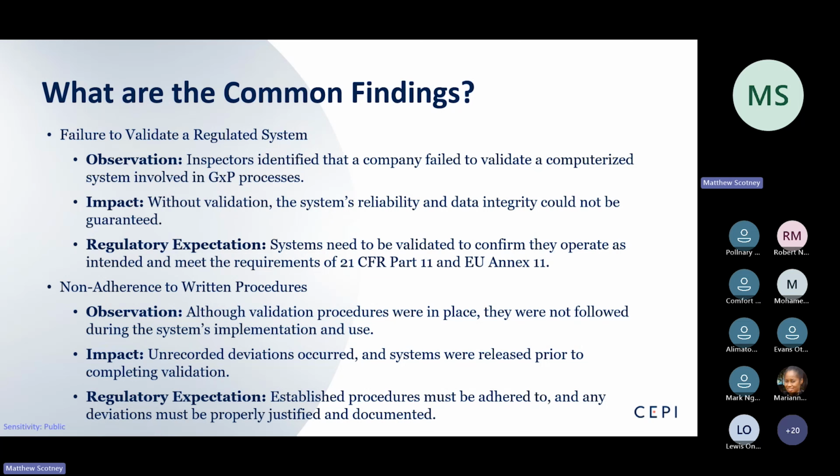So you end up with a regulatory finding, which is essentially this: the system is not reliable and data integrity could not be guaranteed. Obviously, the expectation is that the systems are validated in accordance with regulations. This is an FDA observation, so this one comes from 21 CFR Part 11, but it would also be relevant to EU Annex 11 and some of the WHO documents and African Union documents.